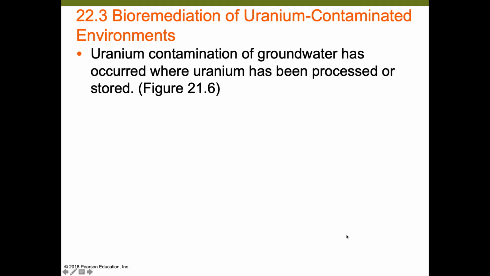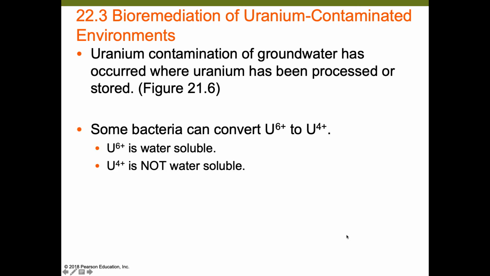One of the things we have been able to use microbes for is bioremediation, especially since the 1930s and 40s, when we developed nuclear weapons. We have a lot of waste products, including uranium. In areas where uranium has been stored or processed, we often have contamination of the groundwater. And I don't know about you, but I would prefer to not drink uranium.